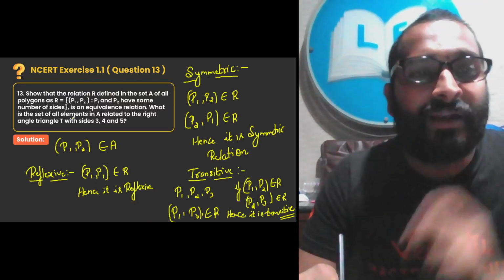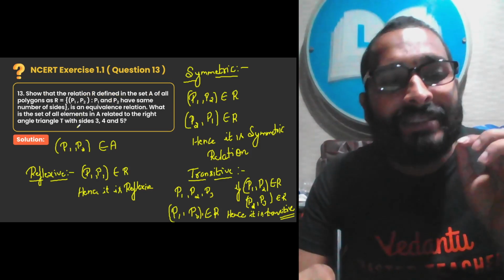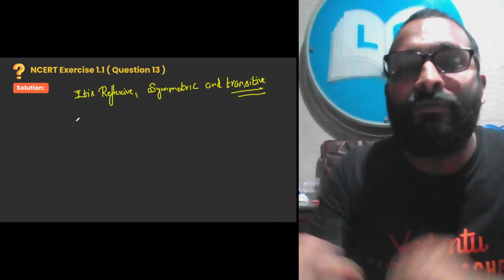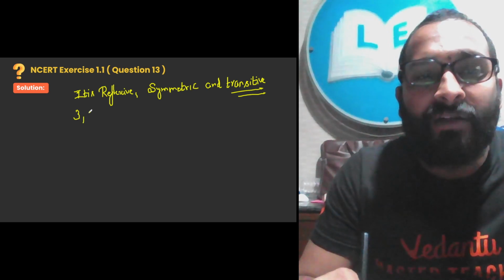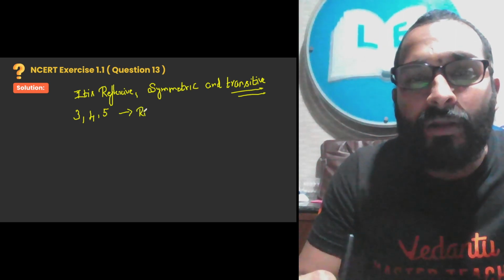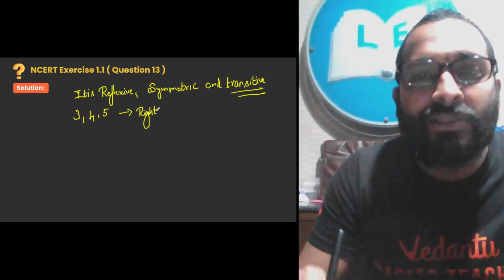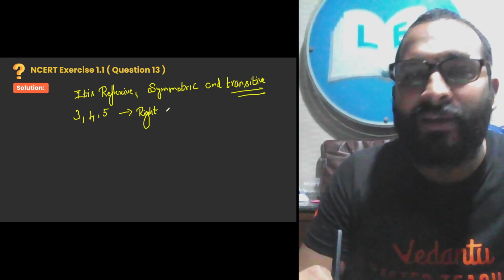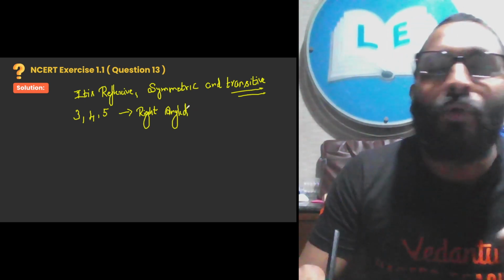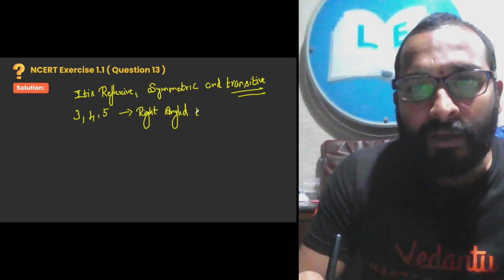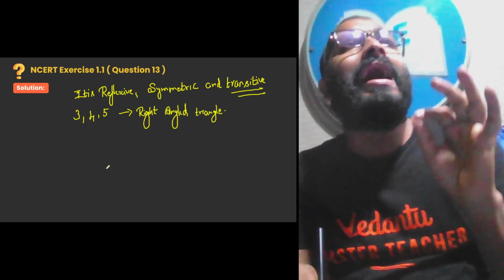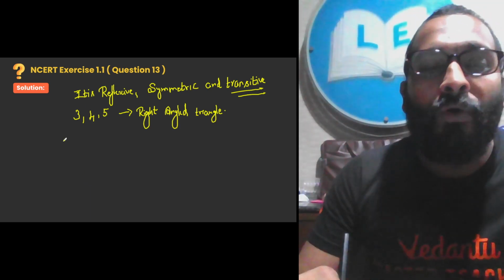Now, let us go for the second part. They are asking what is the set of all elements in A related to the right angle triangle T with sides 3, 4 and 5. Now, there is a right angle triangle with sides 3, 4 and 5. Your set A contains all the polygons, and the relation is about the same number of sides. That's what they mean, correct? If you observe carefully, children, we are not bothered whether it is a right angle or not. Here the given triangle is a right angle triangle, but according to the relation we are talking only about the number of sides.